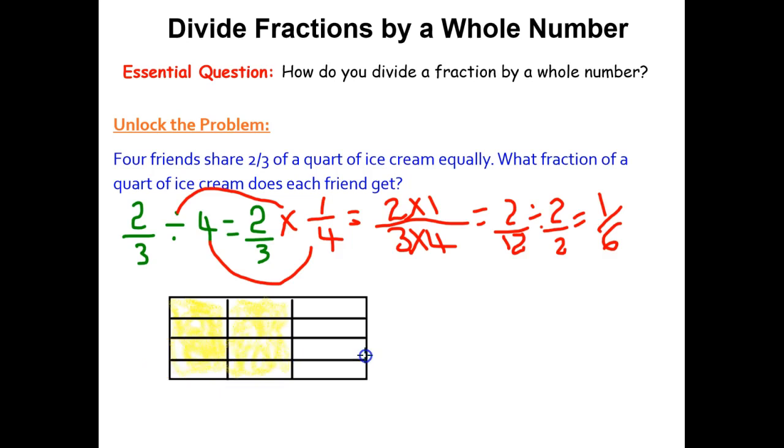And now just like how we shaded in 2 parts, we're going to do the same thing this time. I'm going to use a different crayon to show that. I'm going to use red, and I'm just going to color 2 parts out of this 12.